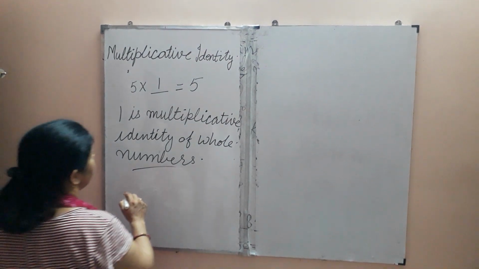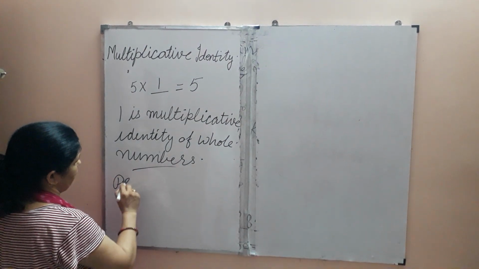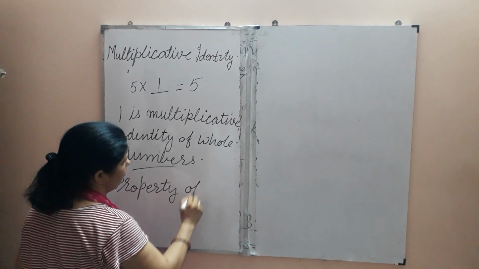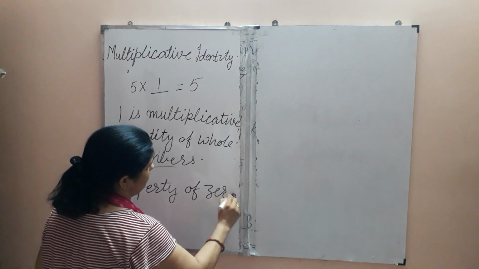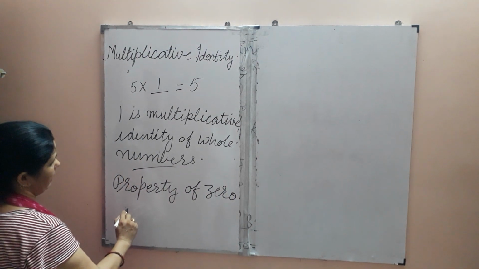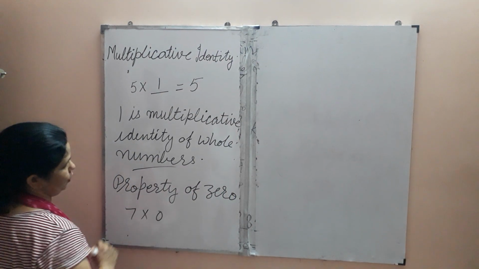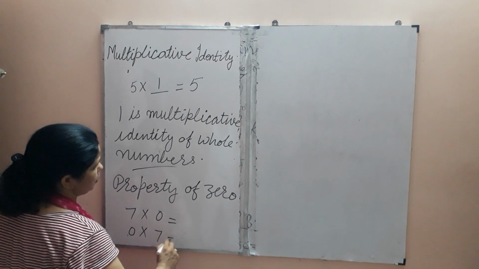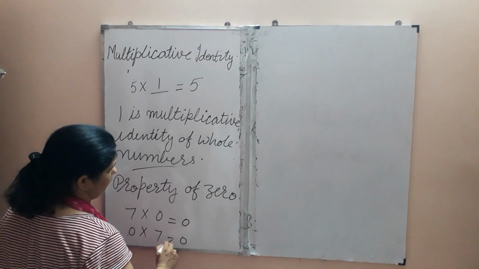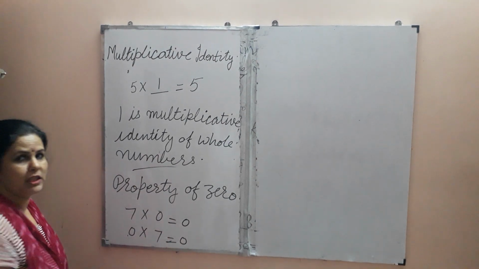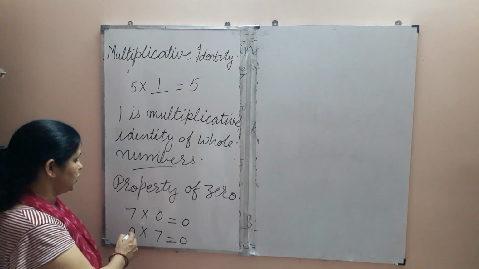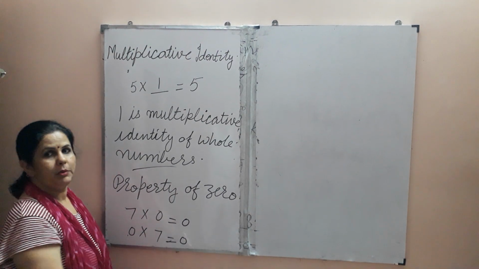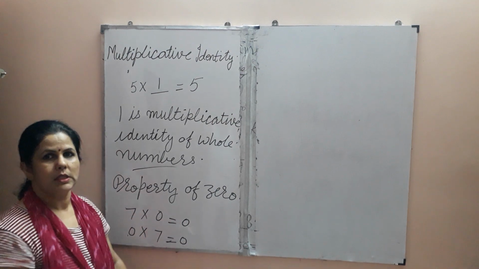Next is property of 0. If we multiply any number by 0, or if 0 is multiplied by any number, the product will be 0 only. Then the product will be 0, or you can say the answer will be 0.